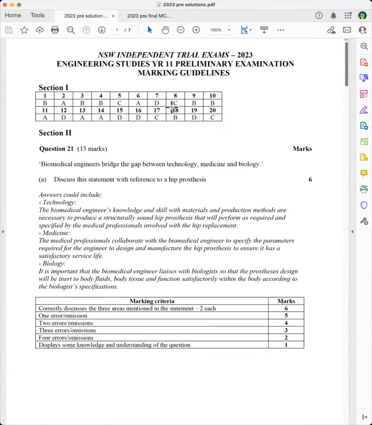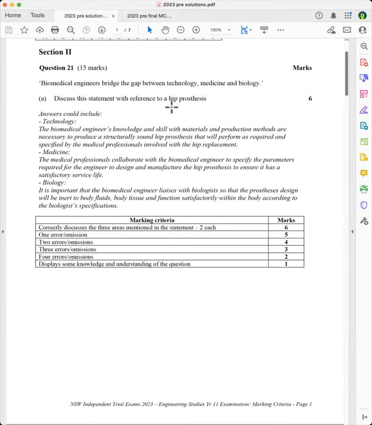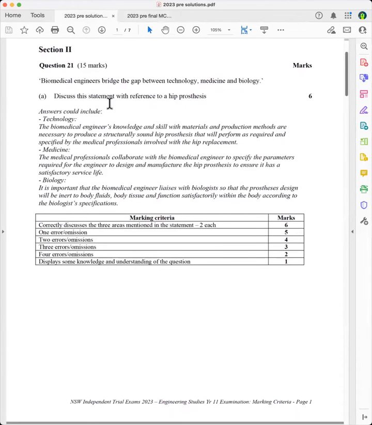Now we go on to section 2. The statement here, biomedical engineers bridge the gap between technology, medicine, and biology. And you can see this question's worth 6 marks, so obviously 2 will be allocated to that, 2 to that, and 2 to that. And it's best to answer the question like this here.